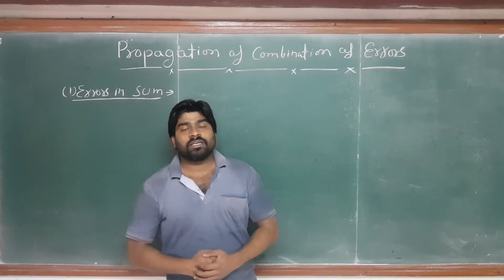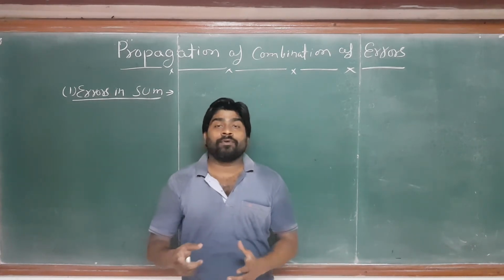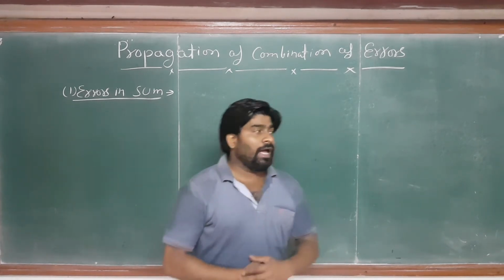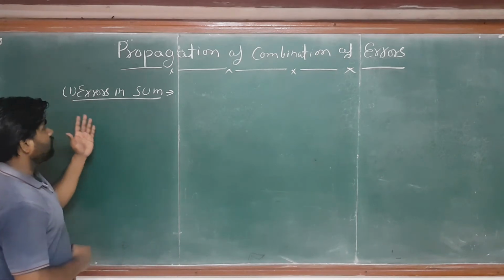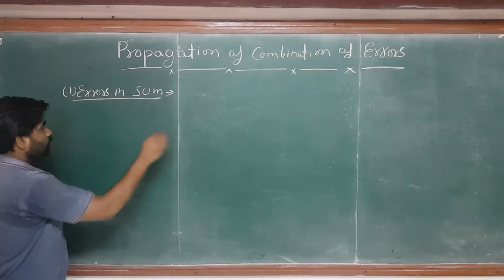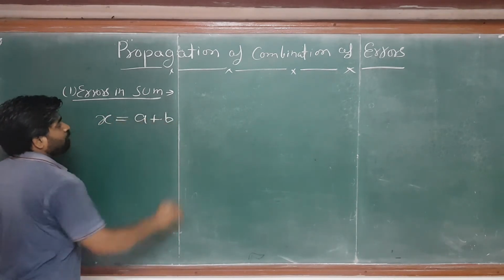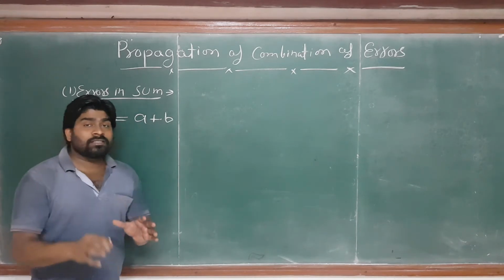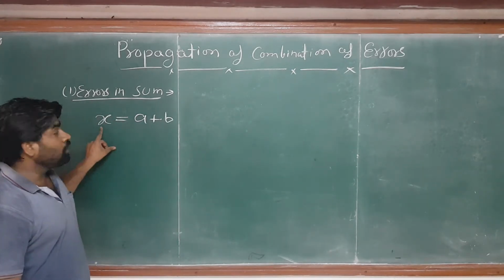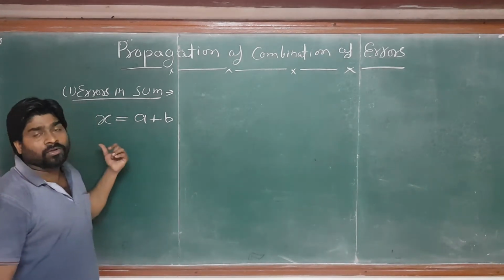Actually, in physics and mathematics, we solve some questions in the form of equations, right? As you have seen here, the errors in sum. Definitely, suppose we have one equation x is equal to a plus b. So what does it mean? It means if you want to calculate x, you have to calculate a and b, then add them, and get the result for x.